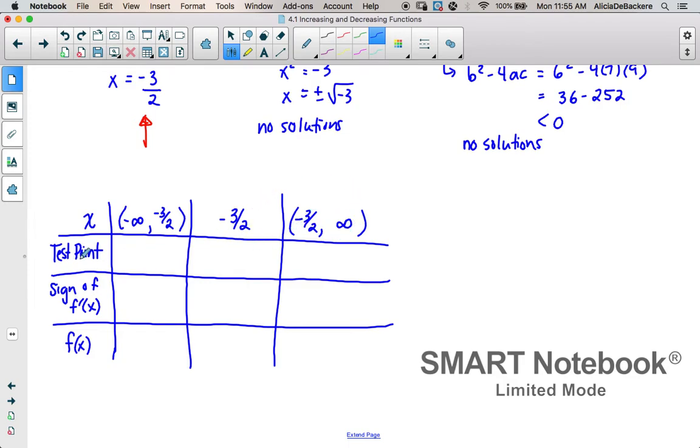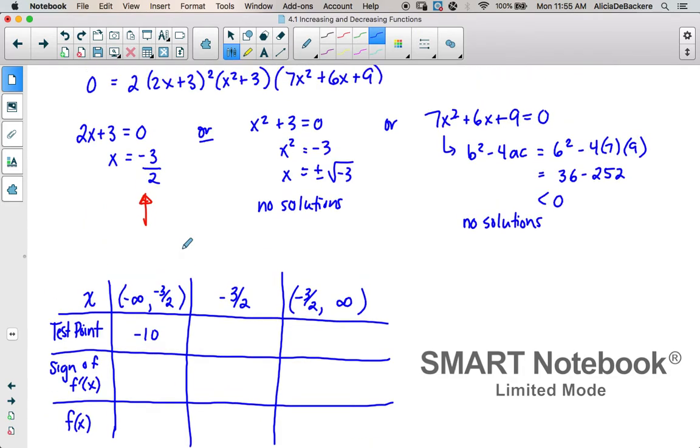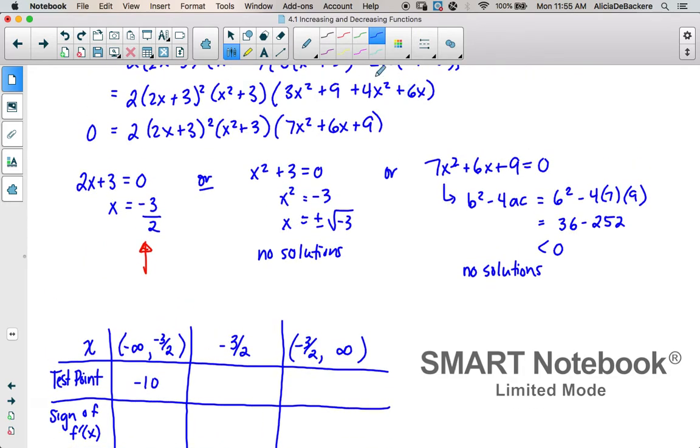All right, so we're going to go through, I'm going to pick a test number somewhere between negative infinity and negative 3/2. I can pick any number. You can pick negative 1,000 or negative 10. Negative 2 would probably be the biggest number that you would pick. You cannot pick negative 3/2. It's not actually in the interval because it's a round bracket. So I'm going to pick negative 10, and I'm going to go back up here to my factored version of f prime at x.